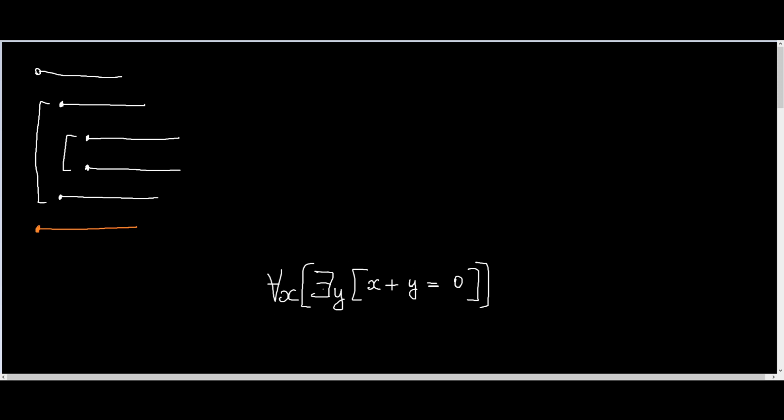And then inside there we've got there exists y, and then inside there we've got equals. And then inside equal we have two sides of equal. So on one side we have x plus y. In other words, we have plus, and inside that we've got x and y. And on the other side we've got 0. So let's actually map this structure out so that we can recognize it in a more visual way.